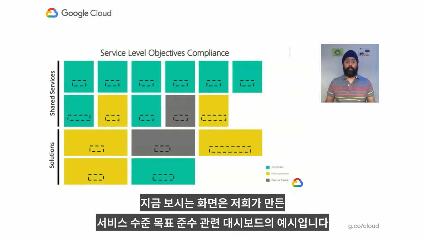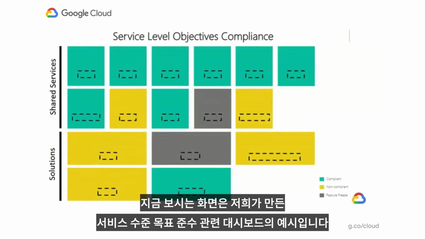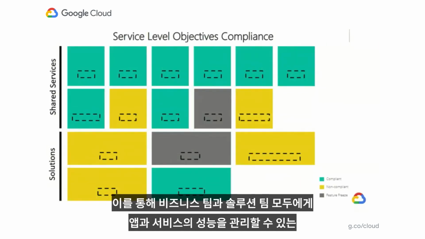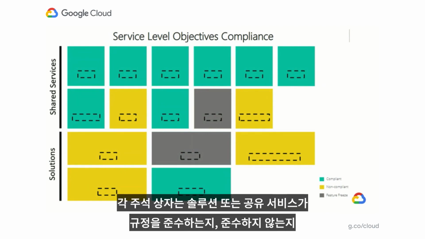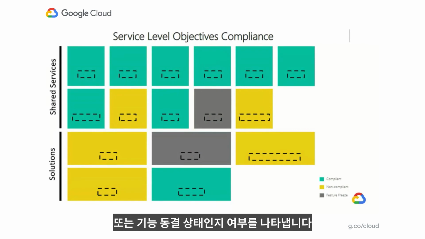This is an example of our service level objectives compliance dashboard that we created in-house. This gives us a single pane of glass for both business and solution teams on how well our apps and services are performing. Each of the colored boxes represents whether a solution or shared service is compliant, non-compliant, or possibly even in feature freeze.